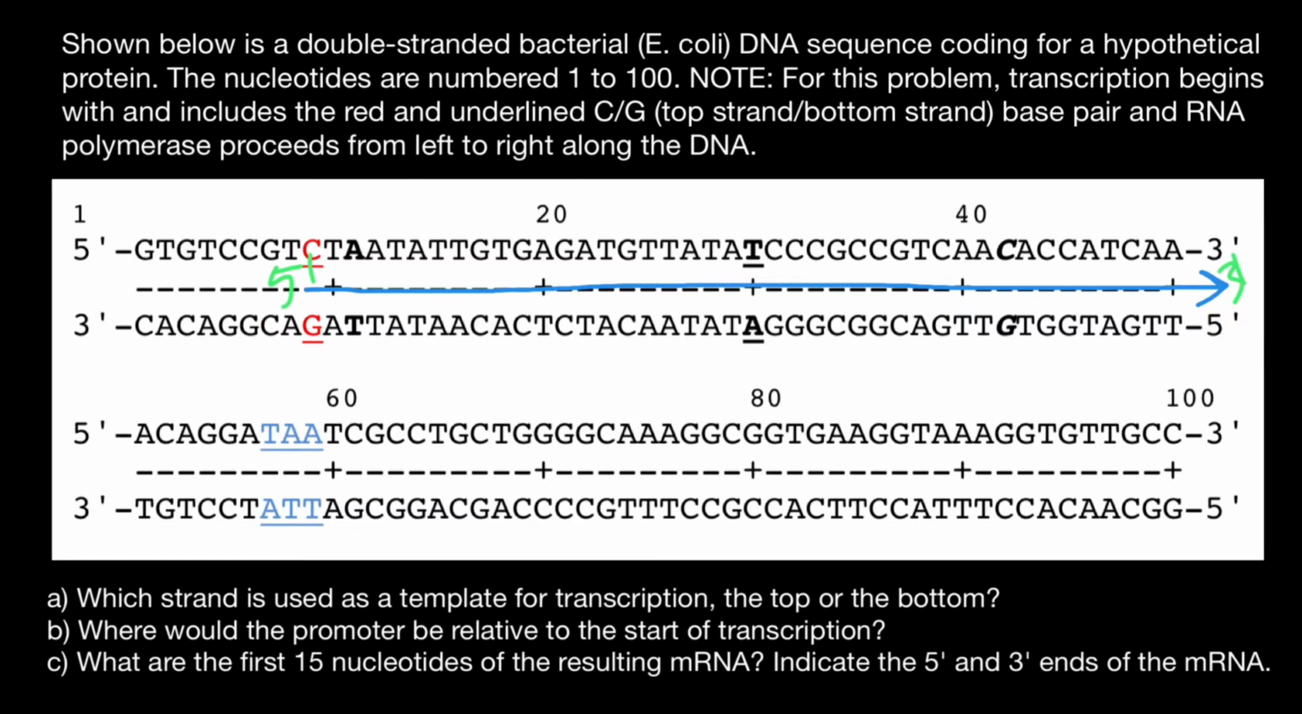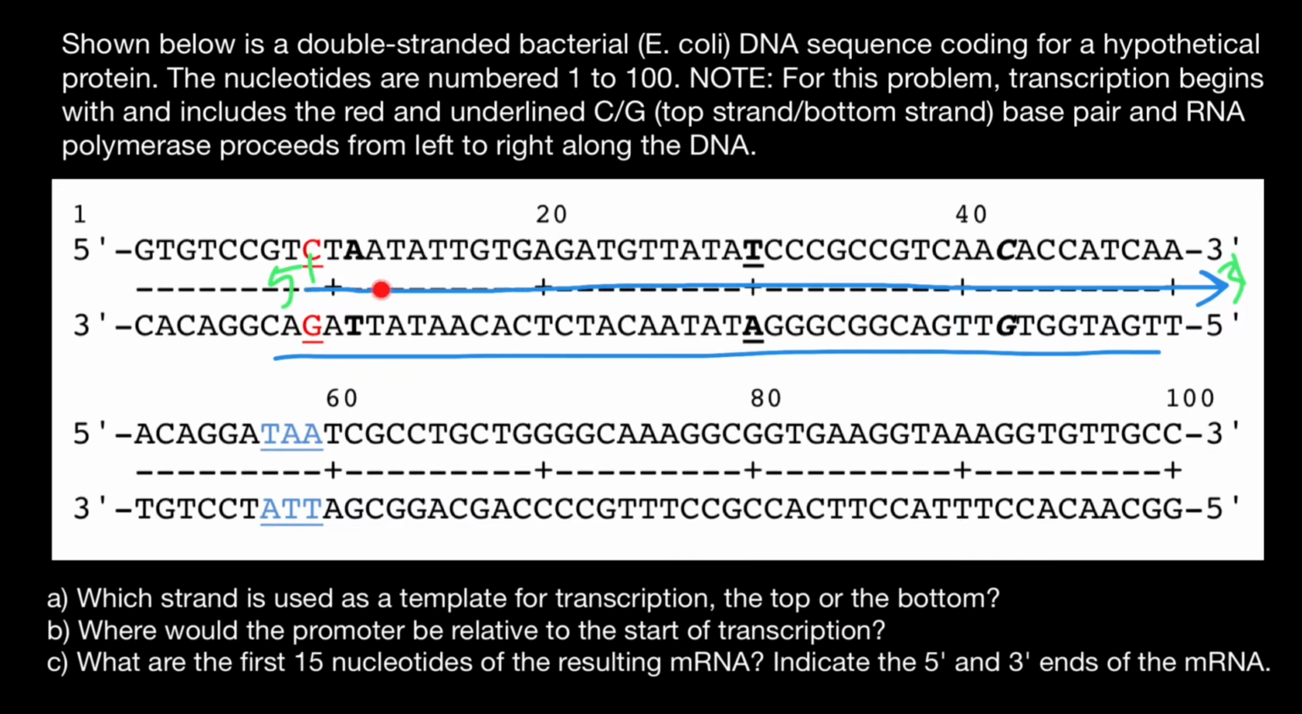And actually, all you have to know in order to answer this question is that messenger RNA is always built in the 5' end to 3' end direction. So we can say that the bottom strand has to be the template strand of the DNA, and the top strand of the DNA we call the coding strand. And the second question, where would the promoter be relative to the start of the transcription? So here is the start of the transcription.